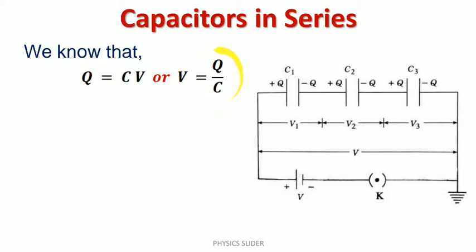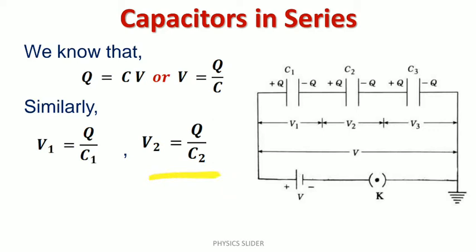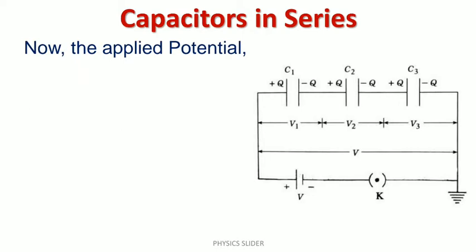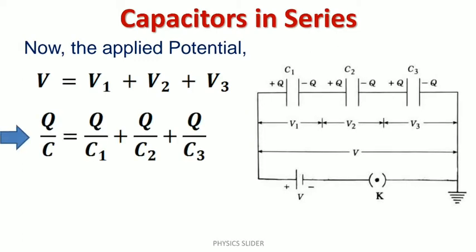In the same way, the potential drop across these capacitors will be given like this. Similarly, V1 is equal to Q upon C1, V2 is equal to Q upon C2, and V3 is equal to Q upon C3. Now we will calculate the total potential that is provided from the source, which is dropped across these capacitors. Okay, watch here. Now the applied potential by the source will be given as V is equal to V1 plus V2 plus V3. Put the values of V1, V2 and V3. These are Q upon C1, Q upon C2 and Q upon C3. The total potential which is provided from the source, or the applied potential, will be Q upon C. Q is the total charge and C is the total capacitance of this combination.